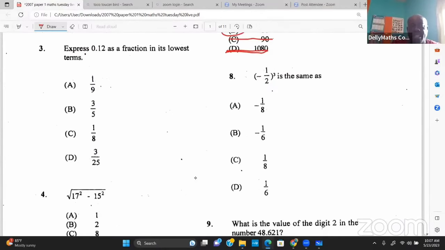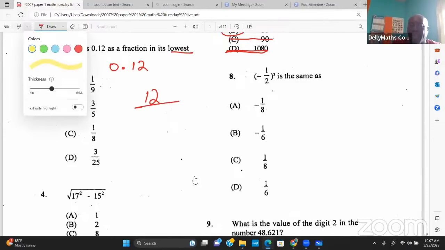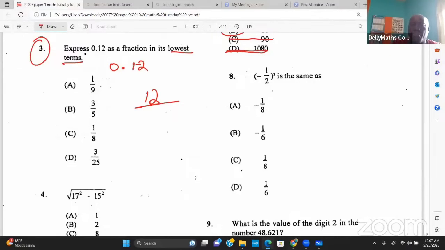All right, let's look at question 3. Question 3 says, express 0.12 as a fraction in its lowest term. So this is a number with 2 places of decimal. We can rewrite this as 12 over, and the number of digits behind the point will tell what type of number we're dealing with, right? So as you could see, it's going to be over 100. Why? Because these 2 places of decimal, they're referring to the 100th place. So we're going to have to put it over 100.